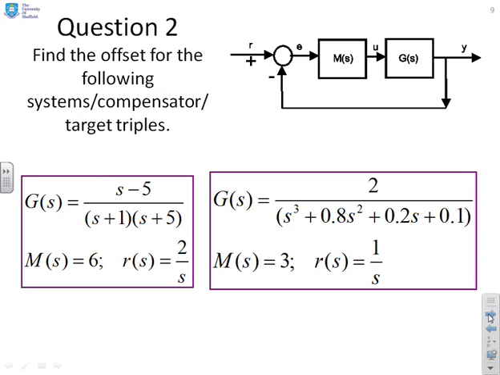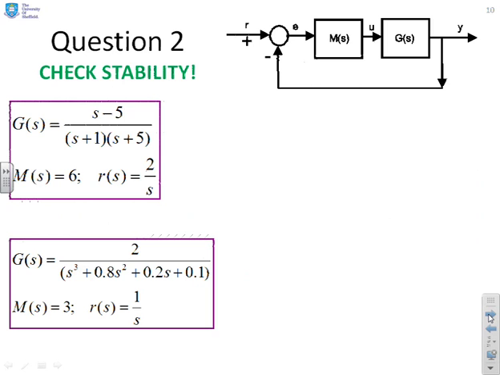Question 2. Find the offset for the following system compensator target triples. So again, what you need to do at this point is pause and give these questions a go, and I will now continue with the answers.